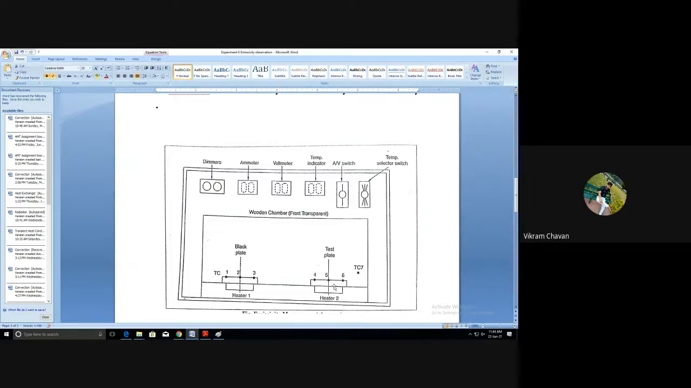Then the second plate is in similar fashion. We are considering the same geometry plate having the same properties, but the surface is not coated with black color. So that plate will be considered as a gray plate, which has radiation properties uniform over the entire surface. That second plate will be considered as a test plate.